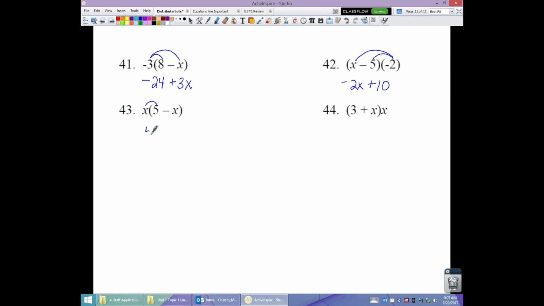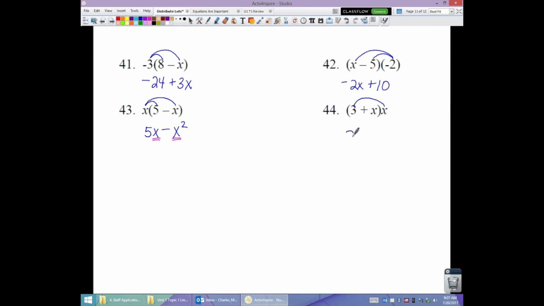x times 5, 5x. And we're doing this for the first time on this assignment: x times another of the same variable. So x times negative x is negative, and then x times x is x to the second, x squared. These are still not like terms because their variable portion, the x and the x squared, don't match exactly. It's the same letter, but not the same exponent. So that is simplified as is.